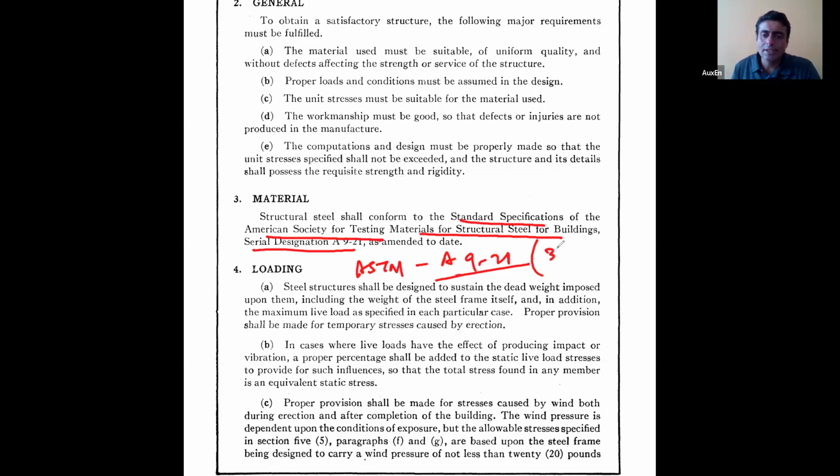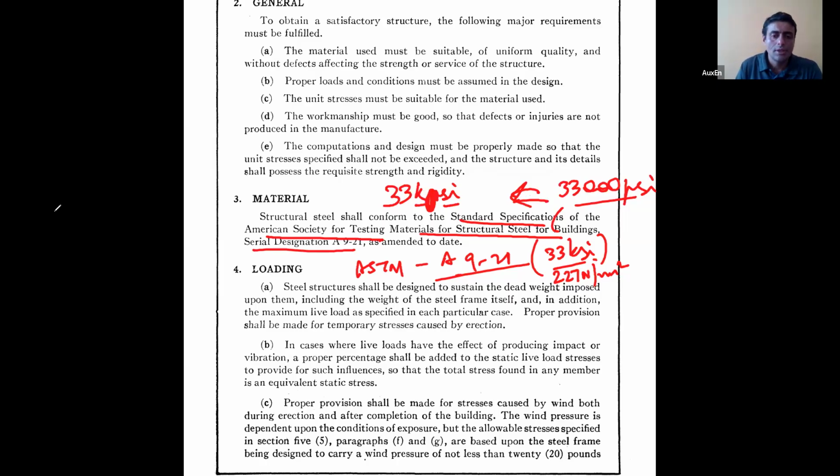So this was almost, as I just told you, 33 KSI. 33 KSI means around 227 newtons per mm square. 33 KSI would mean 33,000 PSI, 33,000 pounds per square inch. If I want to take it in terms of kilo pounds, I say 33 kilo pounds per square inch, but then I write it as KSI. KSI stands for kilo pounds per square inch. So this is the material being used.